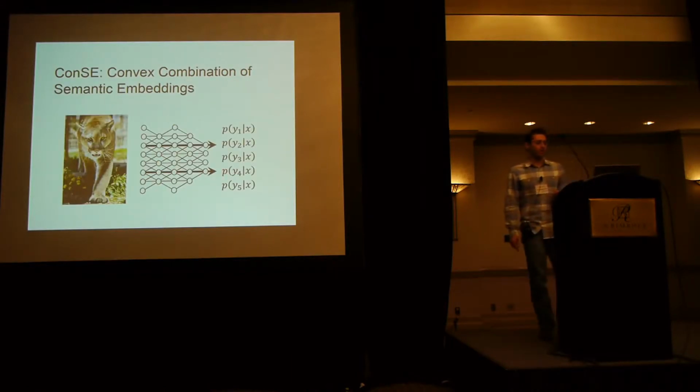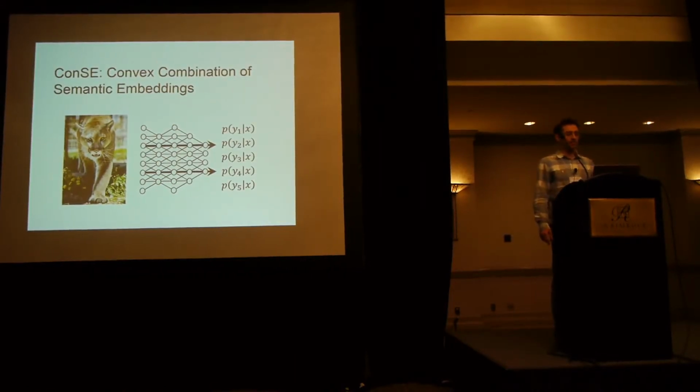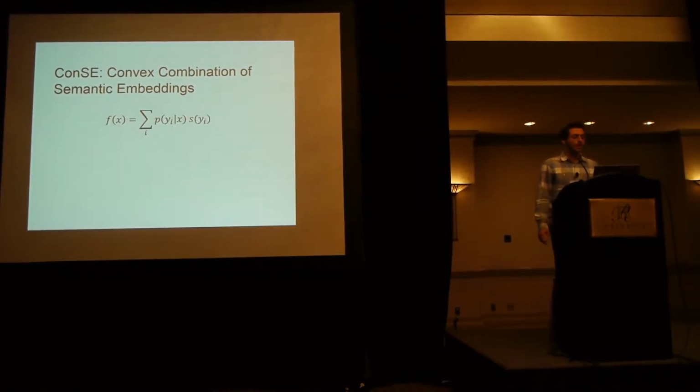Now, here is our approach, which is deceptively simple. We call this convex combination of semantic embeddings. We run the probabilistic classifier on the images to get these conditional probabilities, which tell us, for example, how likely this image contains a lion, apple, orange, etc. Then what we do is we simply take a linear combination of the semantic embeddings weighted by their conditional probabilities. So for example, this is going to be the probability of lion given image times the embedding for the word lion, plus the probability of the word tiger given image times the embedding of the word tiger, etc.